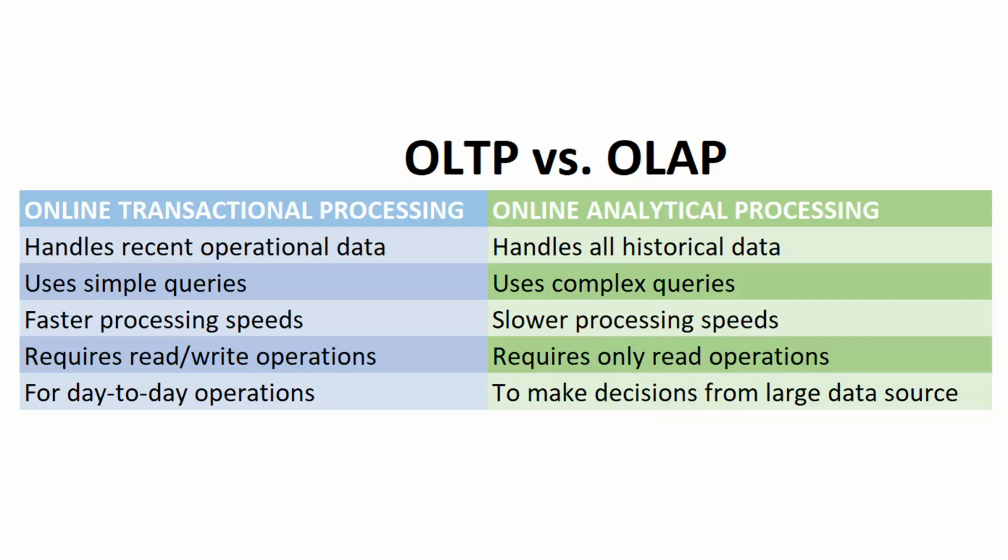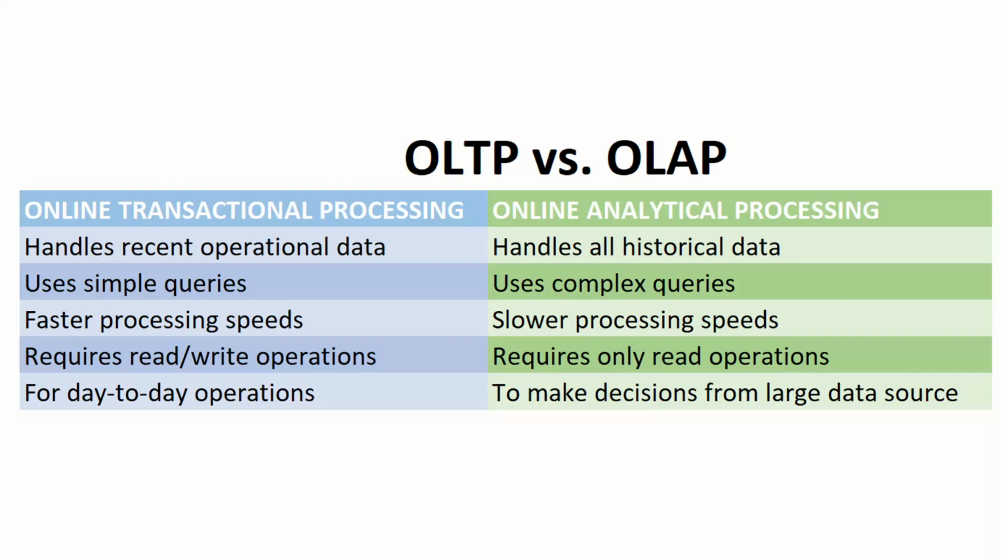Another difference is faster processing speeds. Basically, OLTP has a faster processing speed compared to OLAP. OLAP is usually slower. The response time for OLTP is, I think, in milliseconds, whereas OLAP could take from seconds to minutes, or even longer; I've seen systems that take a lot of time to give you the output of your query. Another difference is that OLTP requires read-write operations, whereas OLAP requires only read operations.